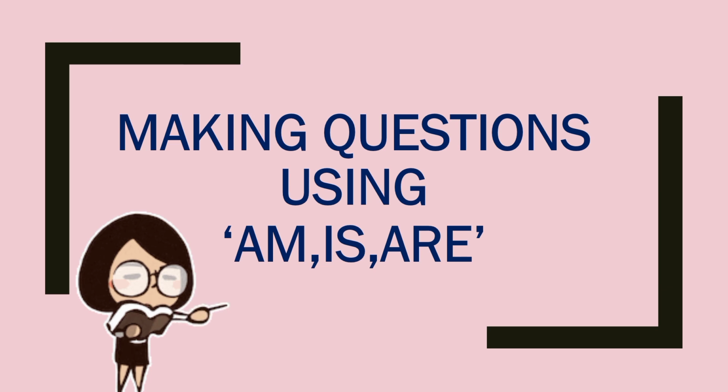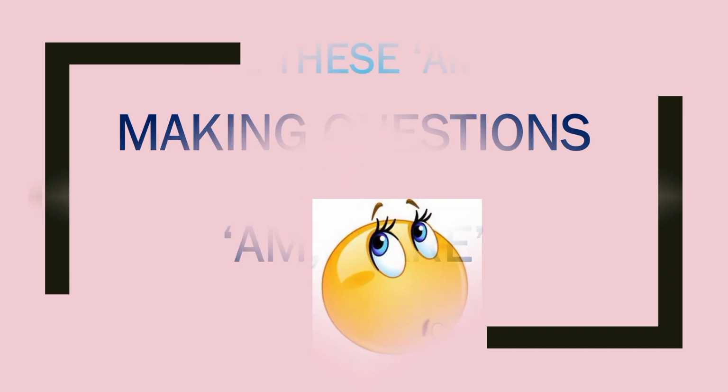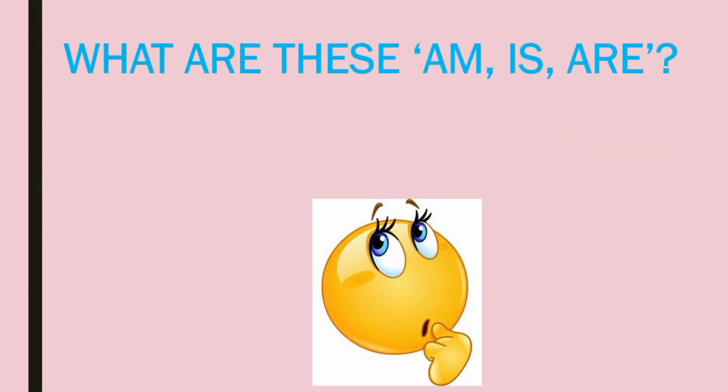Hello everyone, so today we are going to talk about how to make questions using am, is and are. As we all know, am, is and are are the helping verbs of present continuous tense. So we use these three helping verbs of the present continuous tense to describe the things that we are doing right now.